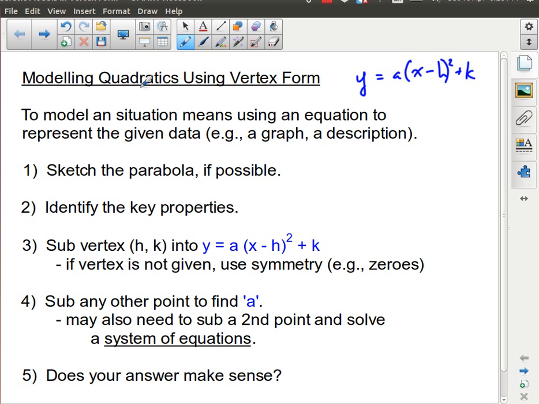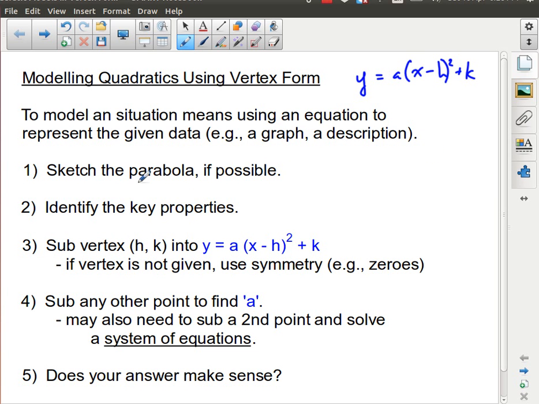Now, a model can be good or bad depending on what kind of model you choose. There are lots of situations where a quadratic model is a terrible model. The only other model we've really talked about so far is linear, but there are many other types of equations out there, which means there are many other ways to model data. We're going to focus, of course, on quadratics.